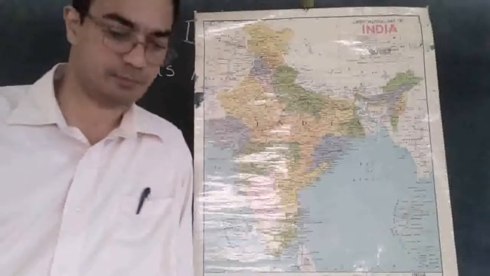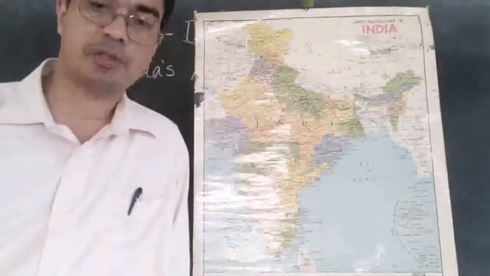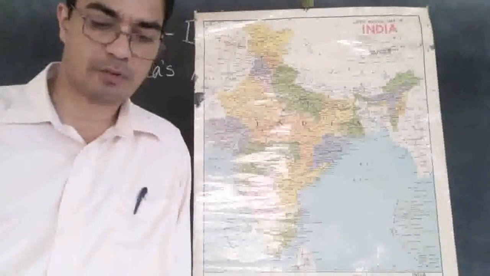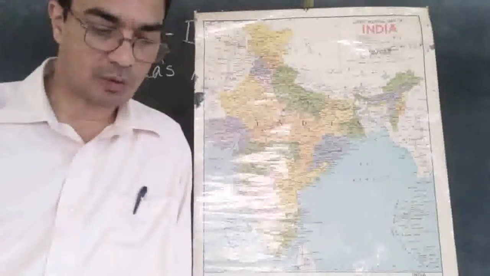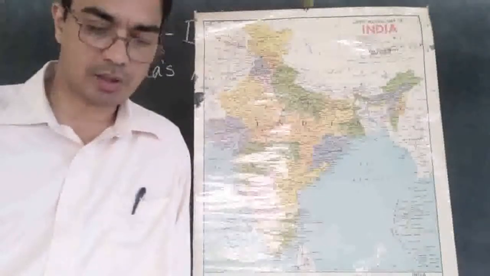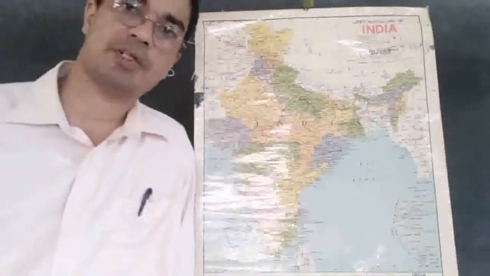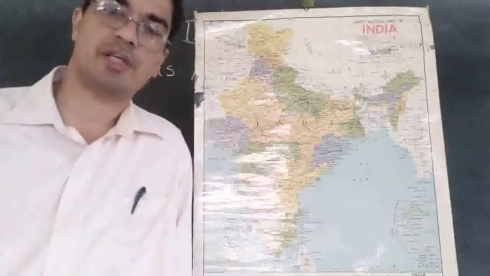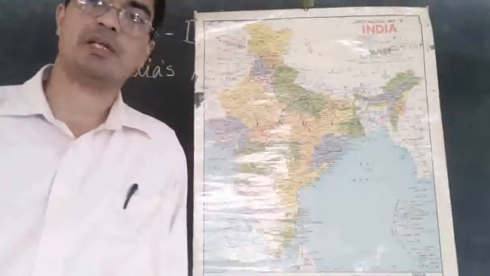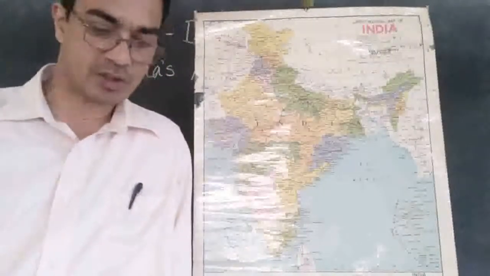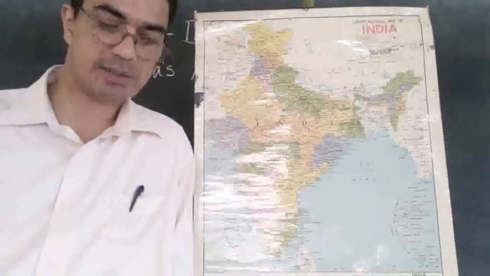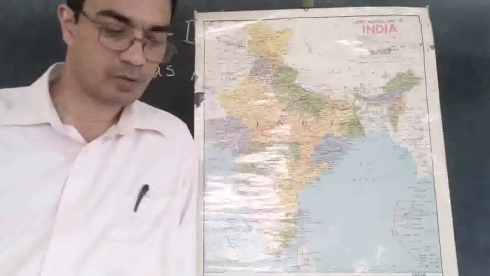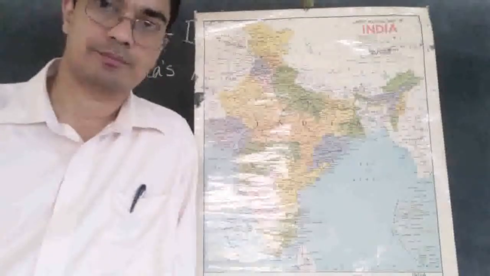Then question number 4. If you intend to visit Kavaratti during your summer vacations, which one of the following union territories of India will you be going to? Kavaratti is the headquarters of one of the union territories of India. We said we have 8 union territories. So where is Kavaratti? The answer is number B, Lakshadweep.